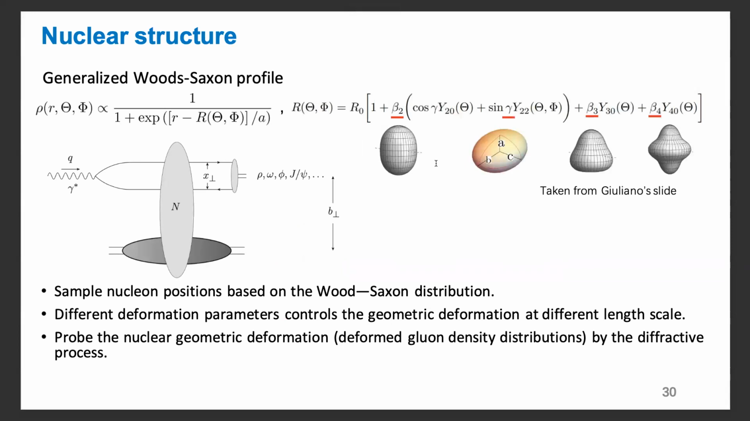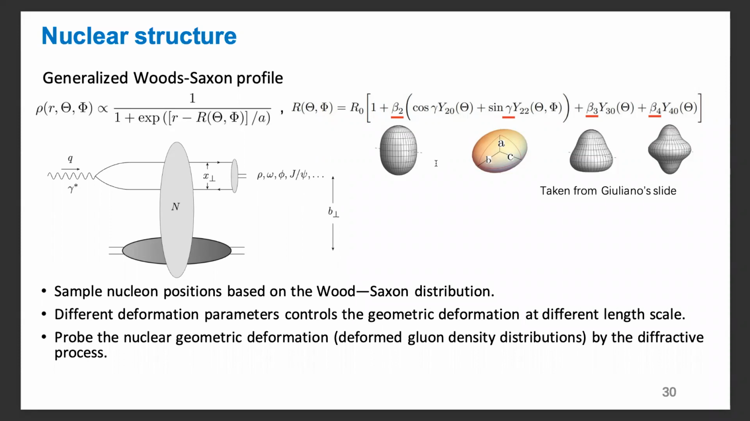This has been well discussed in previous talks. This is a generalized Woods-Saxon profile of nuclear shape. We use this parameterization for the radius, with different deformation parameters, for example beta 2, gamma, beta 3, and beta 4. The different deformation parameters control different shape deformations. For example, beta 2 behaves like an elliptical shape, beta 3 is an octupole shape, and then beta 4 and gamma. We sample the nucleon positions inside the nucleus based on this generalized Woods-Saxon distribution.